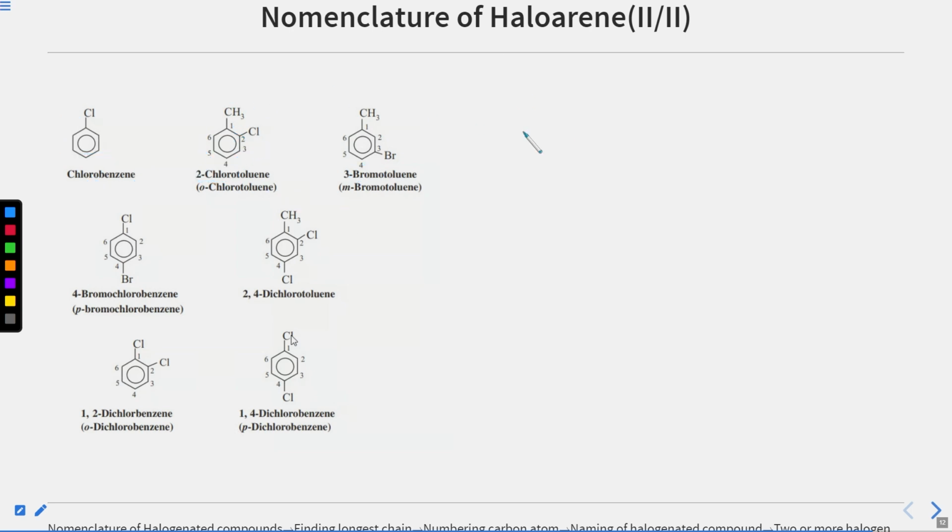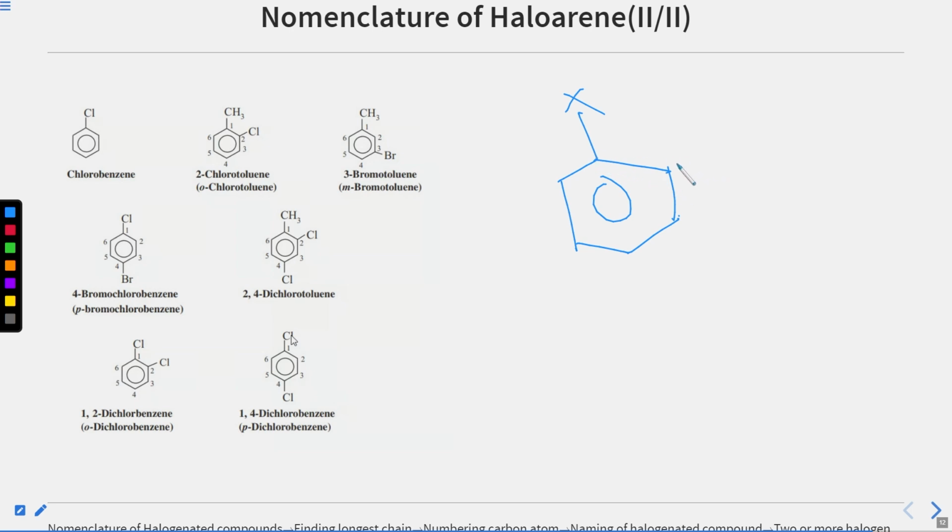So let me make a bigger picture for you for ortho and para. Suppose your substituent is here and you have to assign ortho and para with respect to this. Remember, ortho and para are relative configurations. You cannot say this one is ortho or this one is para. With relation to the substituent, we will name it ortho and para.